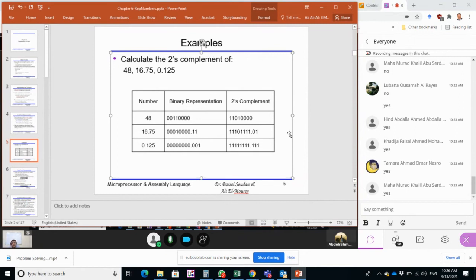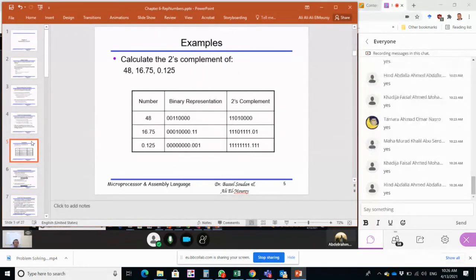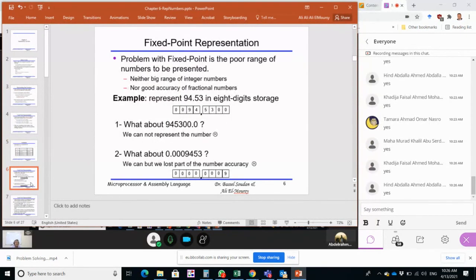What do we mean by fixed point? Remember something, we are talking about binary. We are talking about storage at the end of the day. This number is stored somewhere, either in a register or in the memory inside the computer system. At the end of the day, in order to put this number, it will have some storage. And this storage is binary storage. There are some slots.